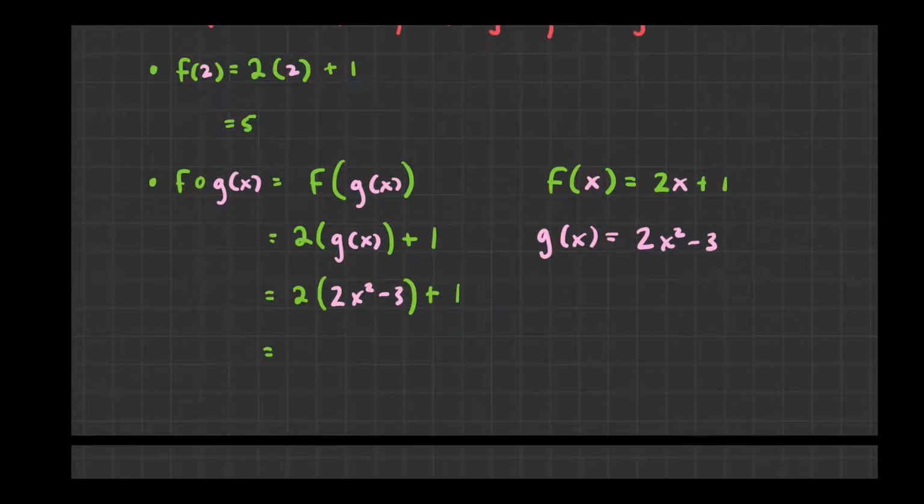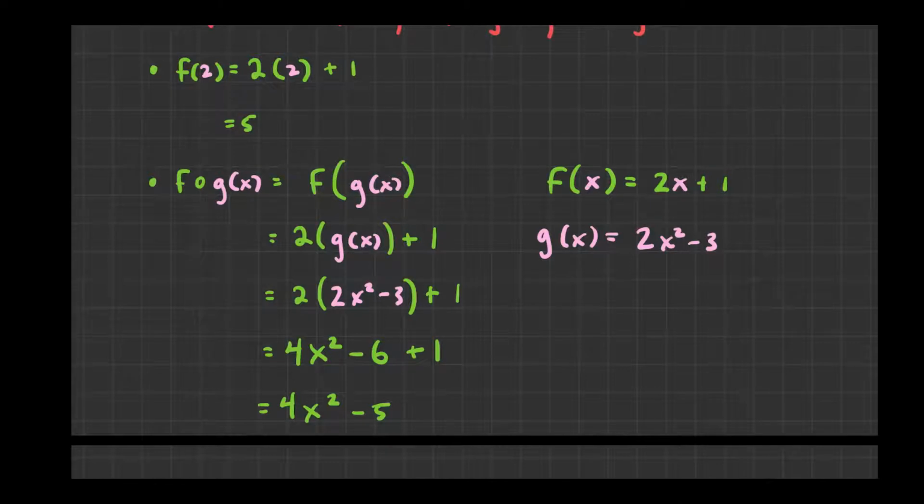So 2 times 2 is 4, so I've got 4x squared, and then 2 times negative 3 is negative 6, and then I've got plus 1. And now, like I said before, we'll clean up those constants. We get 4x squared minus 5. Okay? So that's what f composed with g of x looks like.